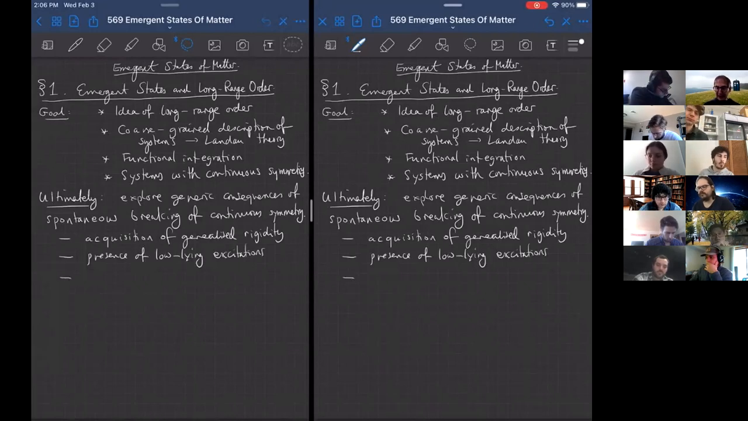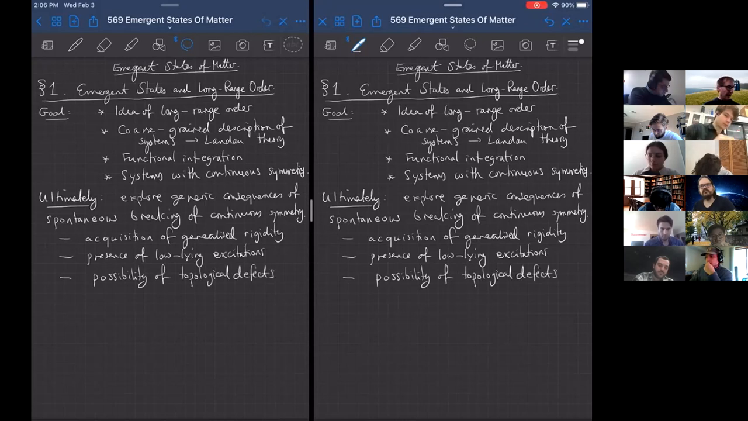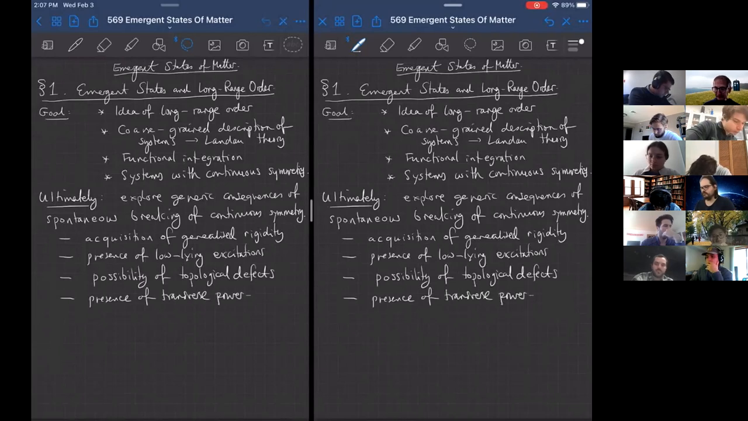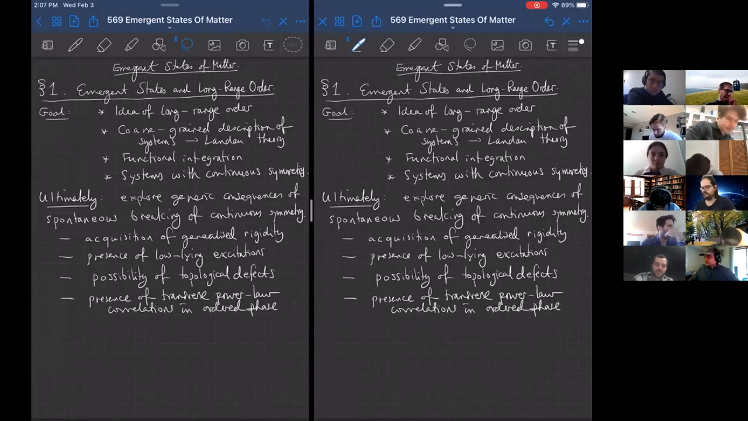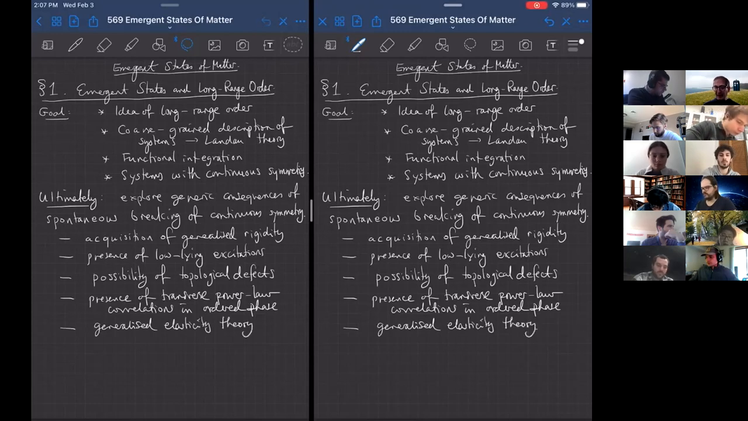We're going to see that we can get the possibility of topological defects. And we're going to see, not soon, but later, how this is associated with the presence of transverse power law correlations in the ordered phase. And we're going to see that this gives rise to a generalized elasticity theory. And we'll construct that in simple cases. So that's what we ultimately want to do.